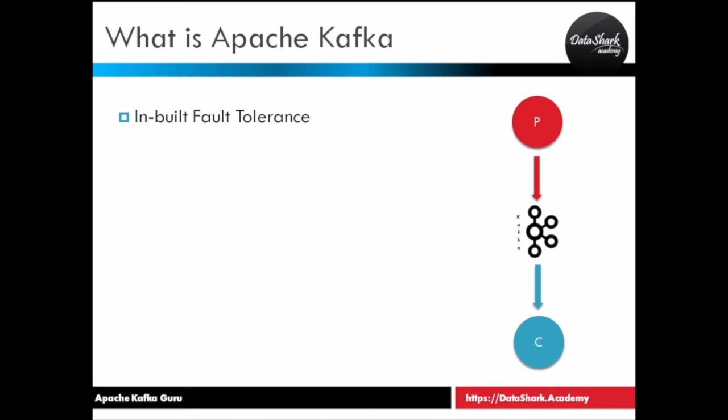But for now, just understand that if one of these servers is down, the other server will be brought up in the cluster automatically. So it makes Kafka fault tolerant, meaning that if one of the servers is down, you have the data still persisted in other servers.